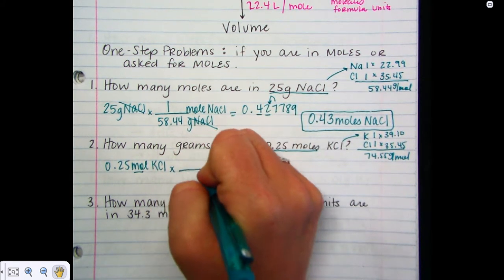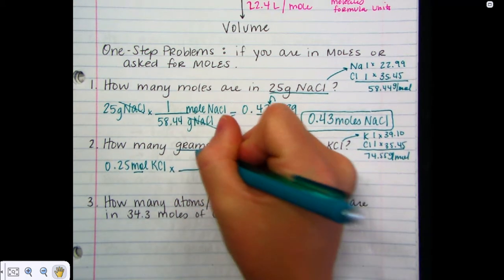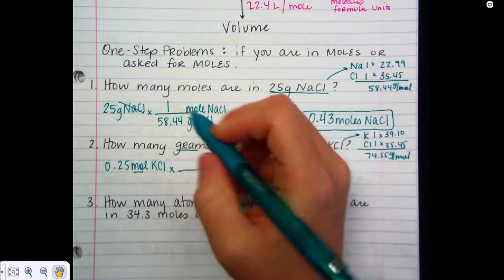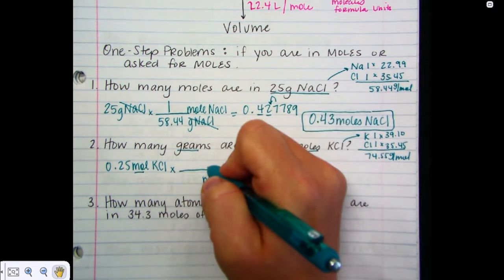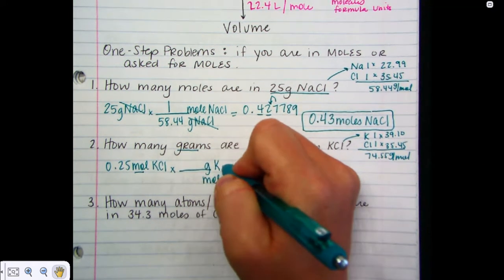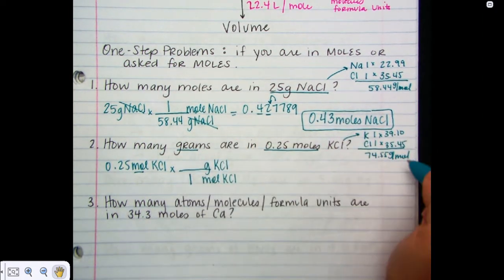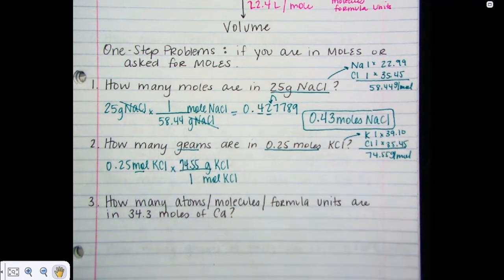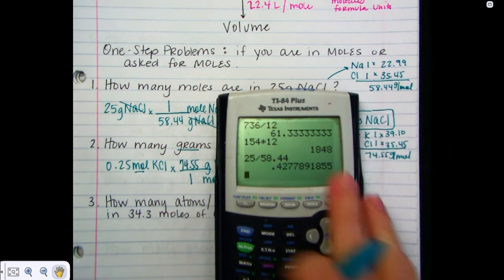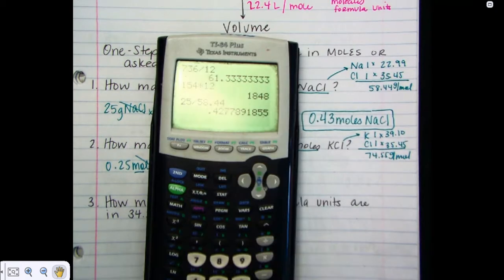All right. So I need to set this up so my units will cancel. I'm asked to find grams. I'm getting rid of moles. So the moles need to go on the bottom. So moles of KCl on the bottom, then grams of the KCl on the top. So 1 mole is equivalent to 74.55 grams. So I've set this up. My units cancel. It's going to leave me in grams.